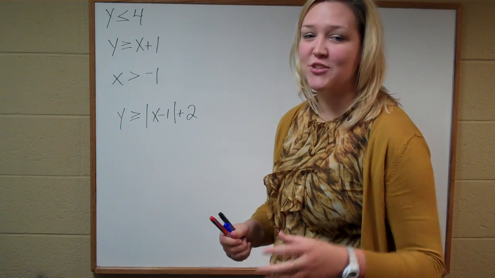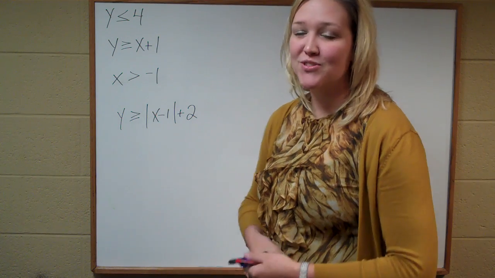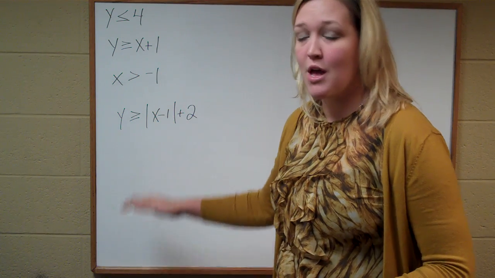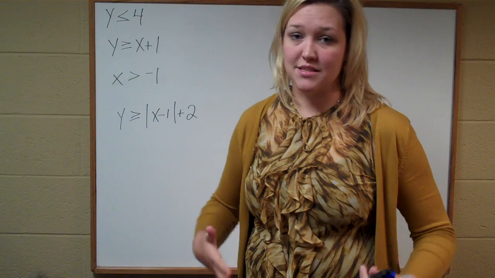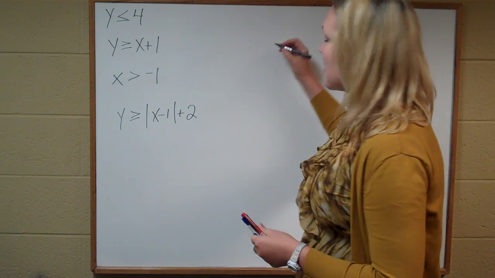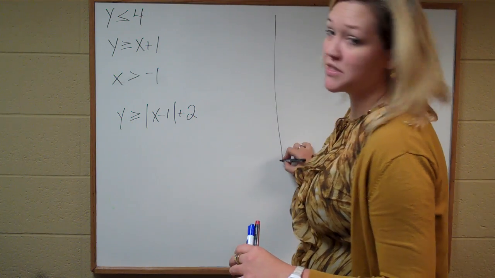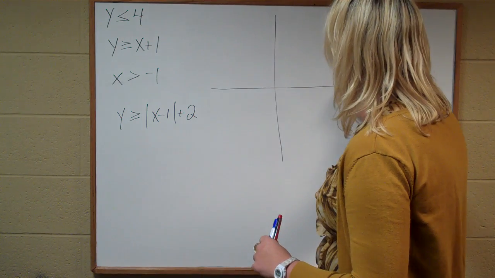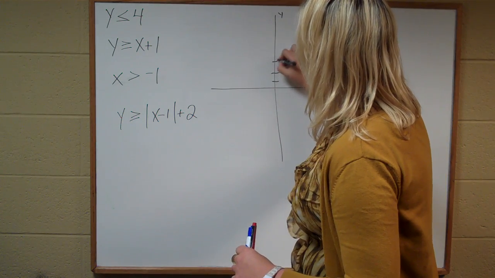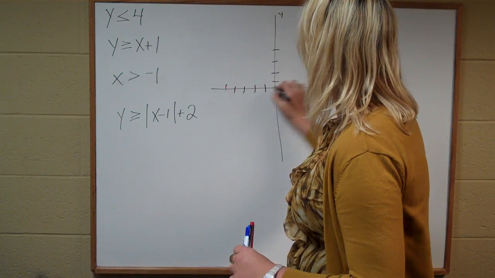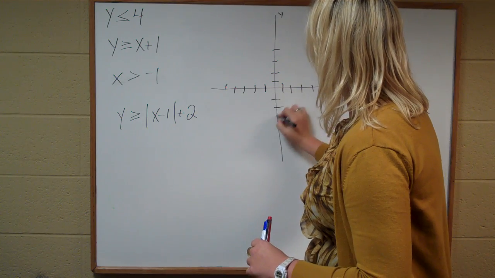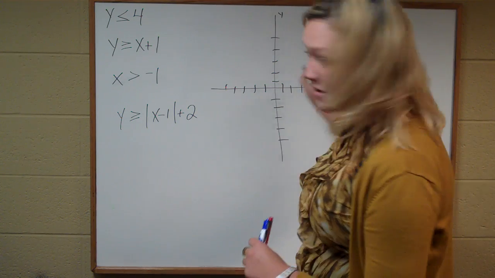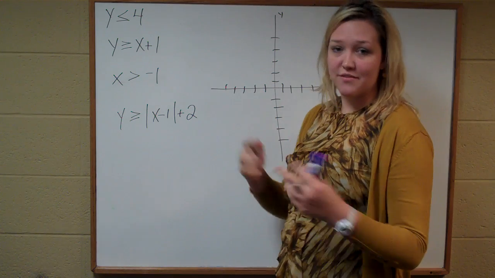Alright, so we're going to use the exact same equations we did before, so you can keep your same notes, but now we're going to graph them together as a system. Okay? So I'm going to draw my Cartesian plane. Mr. Renzo showed me how to do this. Alright, and we're going to graph all of these at the same time.